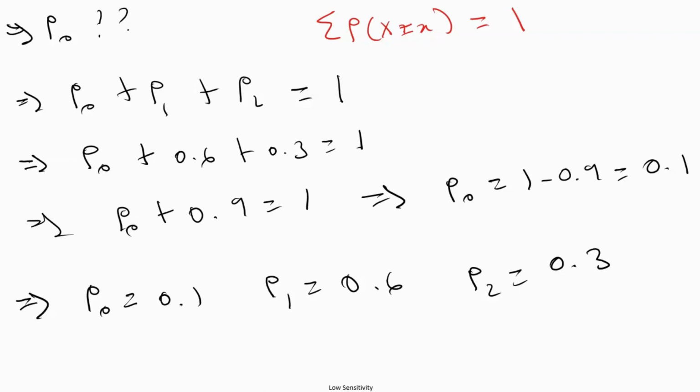So P0 is equal to 0.1, P1 is equal to 0.6, and P2 is equal to 0.3. There you go. This is the end of our tutorial.